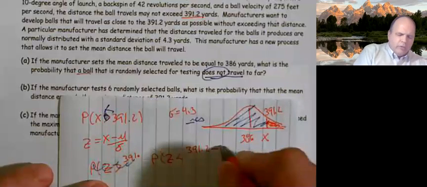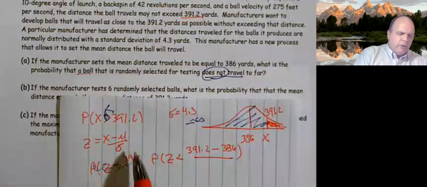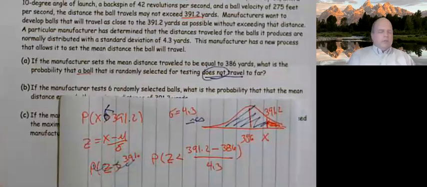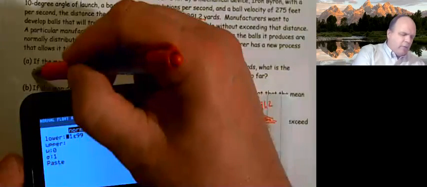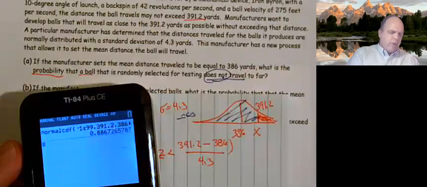$391.2 minus 386 over the standard deviation, which is 4.3. Our sample is size 1, so we don't need to divide. Second VARS, normal CDF. I know it's normal because they're asking for the probability. If you ask for a probability, it's a normal CDF. 391.2, mean of 386, standard deviation of 4.3. The probability it does not travel too far is 0.8867.